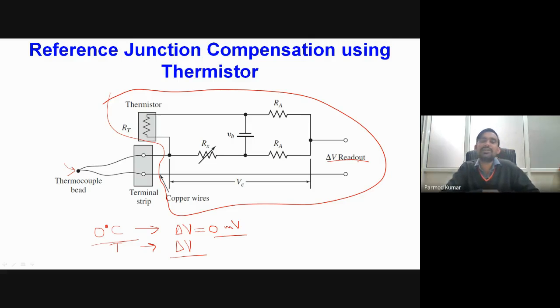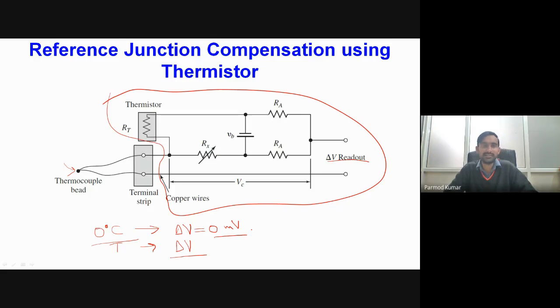Okay, so we are trying to obtain this circuit, particularly trying to choose the value of this VB and RT, and we also use this additional variable resistance over here. The sole purpose of using the additional variable resistance is that by adjusting its value, corresponding to 0 degrees Celsius temperature, we maintain the corresponding delta V readout as 0 millivolts. Okay, so this is one additional circuit.